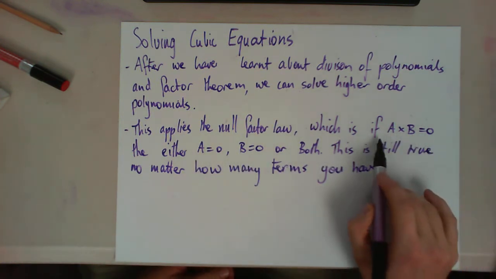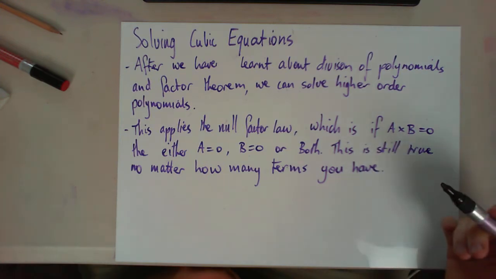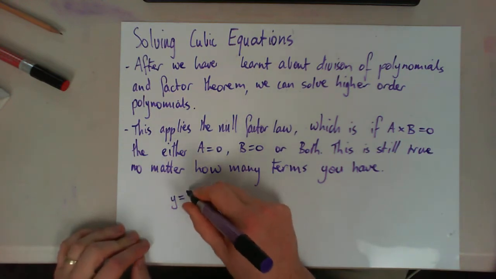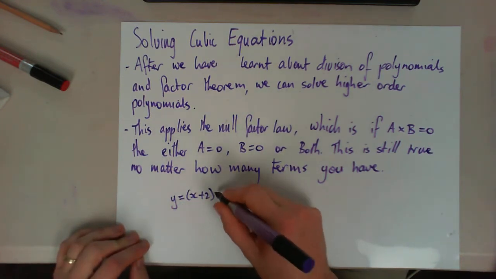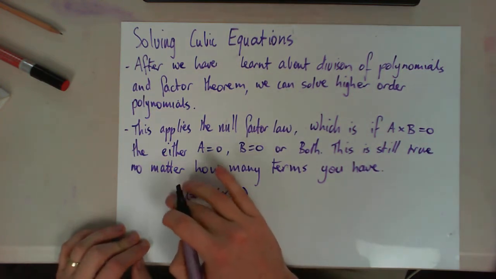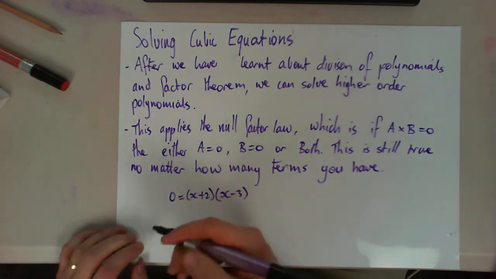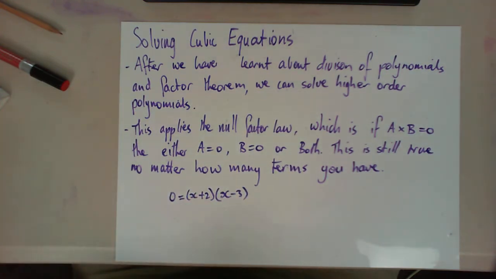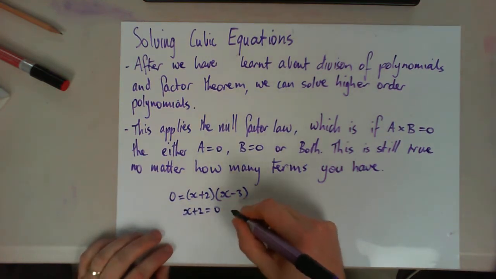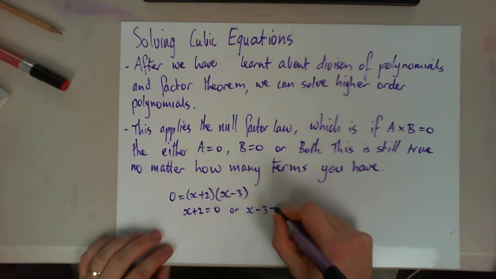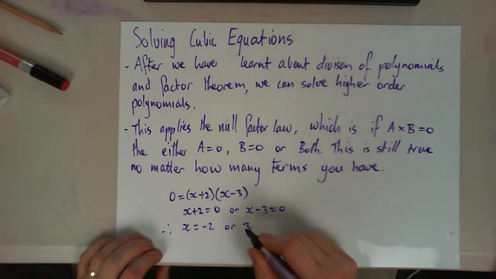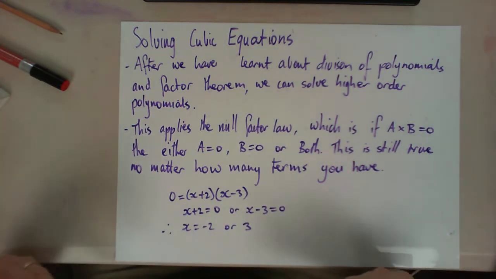And this null factor law that we've seen for quadratics still holds true no matter how many terms we've got. In the past, we might have factorized a quadratic to be (x + 2)(x − 3), and we want to solve that equal to 0, to find our x-intercepts. We use the null factor law to say x + 2 = 0 or x − 3 = 0, therefore x = −2 or positive 3.